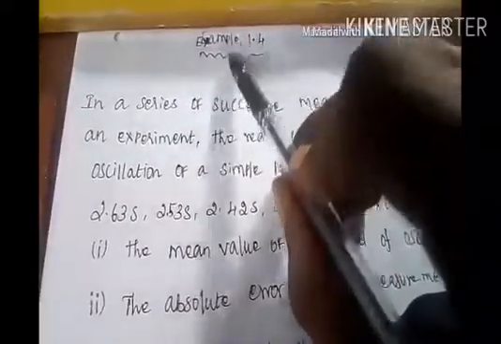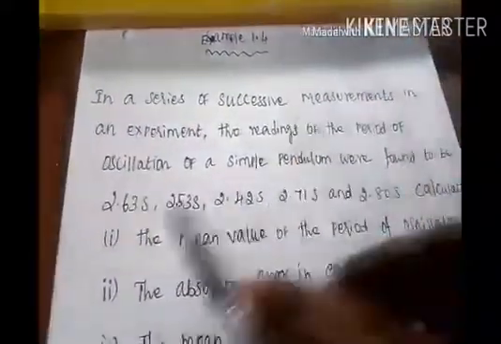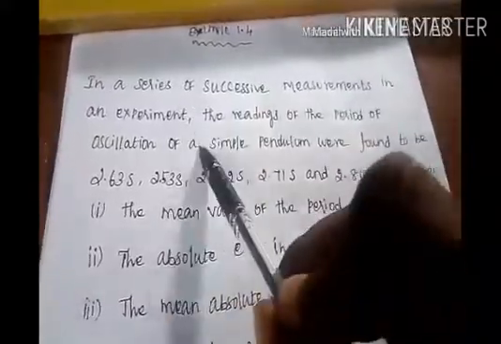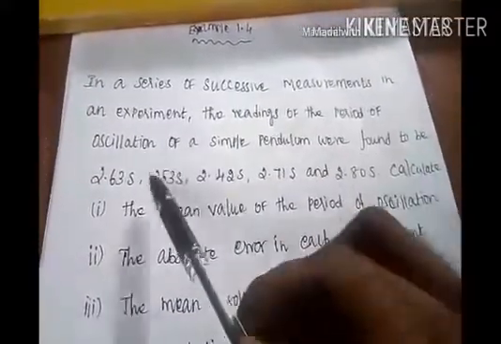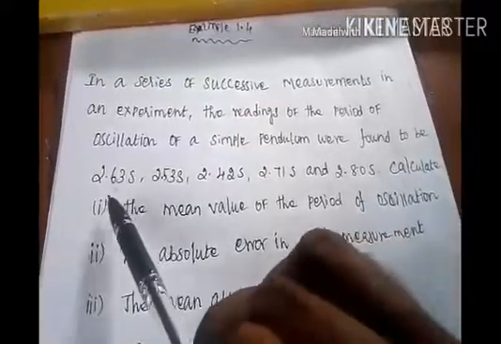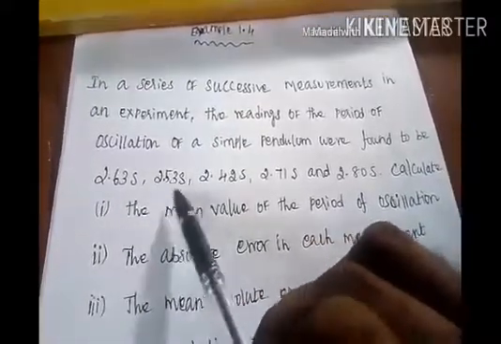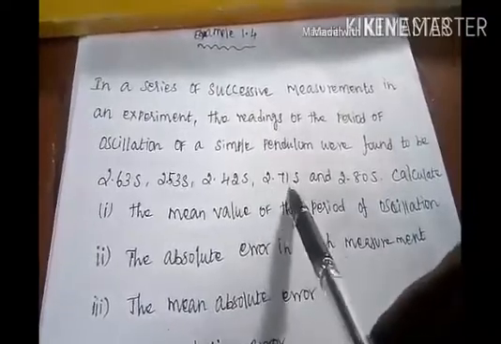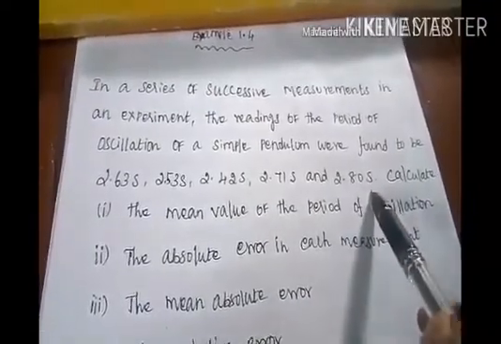So next one is example 1.4. The question is: in a series of successive measurements in an experiment, the readings of the period of oscillation of a simple pendulum were found to be 2.63 second, 2.53 second, 2.42 second, 2.71 second and 2.80 second.